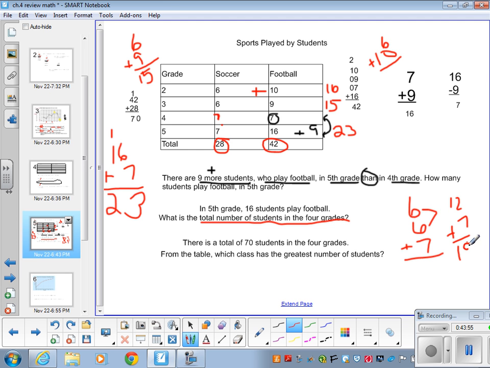To find how many students are in 4th grade that play soccer, I have to take the total, 28, and subtract 19. Again, pause the video, find your answer, and come back. Alright, bigger bottom, better borrow. 2 becomes a 1. The 8 becomes an 18. 18 minus 9 is 9. So I know there's 9 students here.